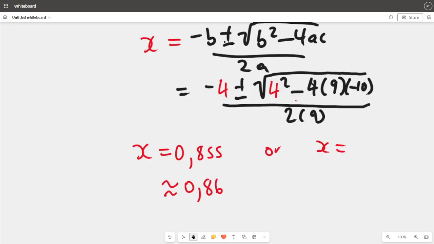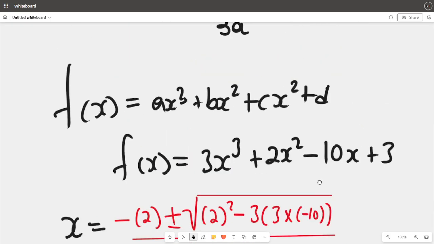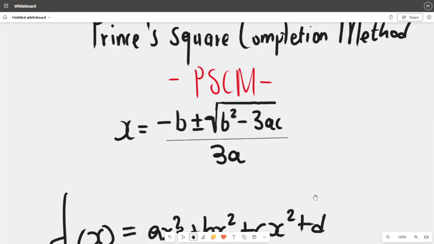And on this one, the same thing applies. You get exactly the same number, negative 0.95, which is approximately negative 1.30. You get exactly the same digits, same everything. So you can directly use this formula of my own, the PSCM, to directly get the x values of the cubic turning point.